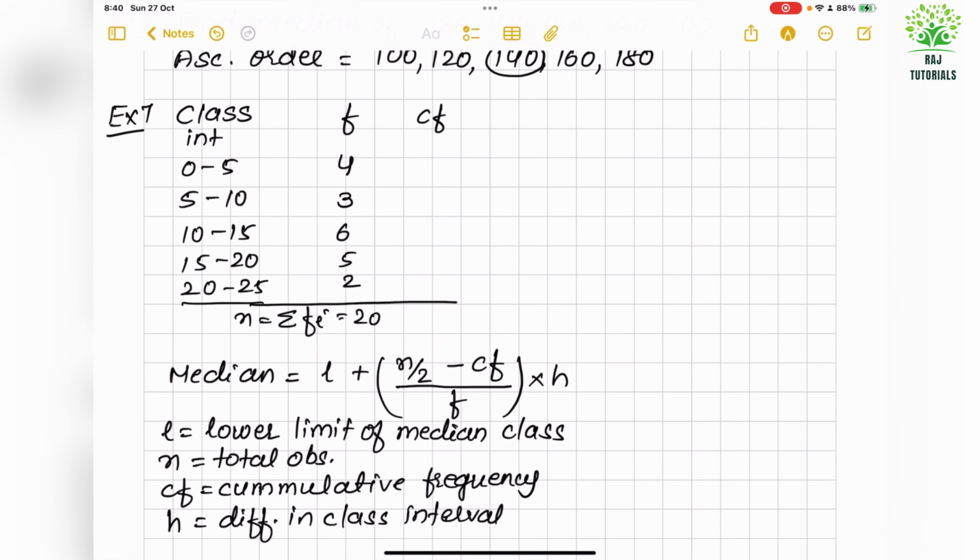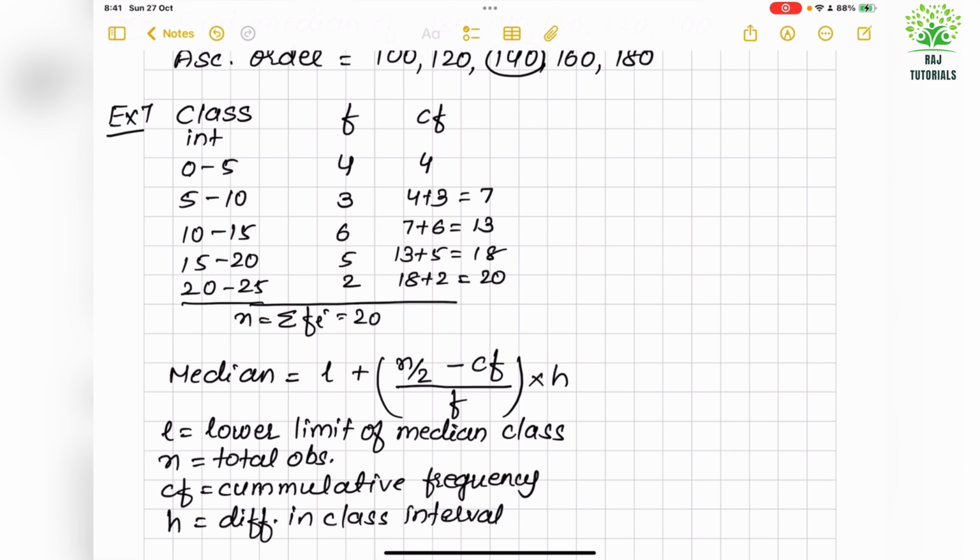CF, how you will find? You will write CF. Now the first value you will write 0 to 5, it is given as 4. So 4. Now in the next step I will do 4 plus 3. That means the next observation I will be adding into that. So 4 plus 3 is 7. Then 7 plus 6, so that will be 13. Now 13 plus 5, so that will be 18. And 18 plus 2, 20. Now be careful, the last value of the CF should come as n.